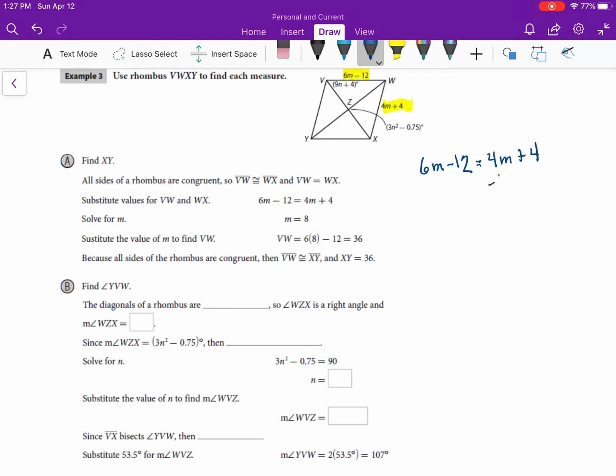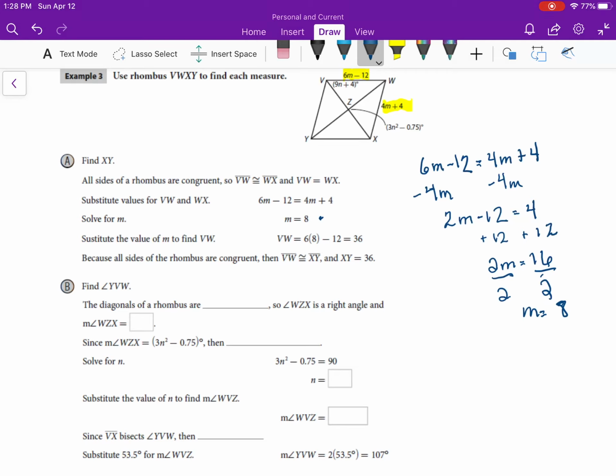I want to isolate the m. So first I'm going to take 4m away from both sides. I get 2m minus 12 equals 4. Add 12 to both sides. I'm trying to isolate that m. 2m equals 16. And dividing it by 2, m equals 8, which is what they have here.